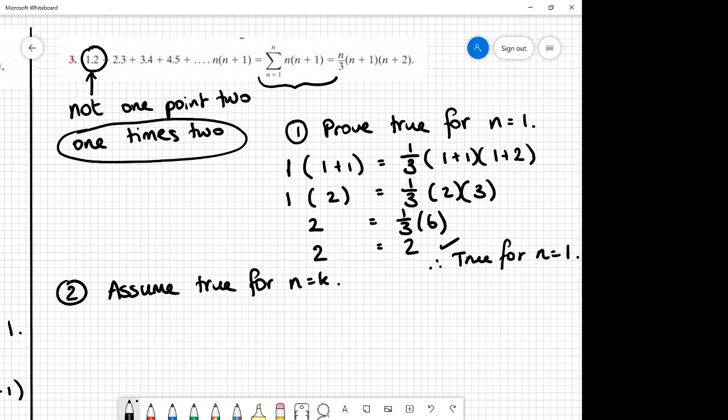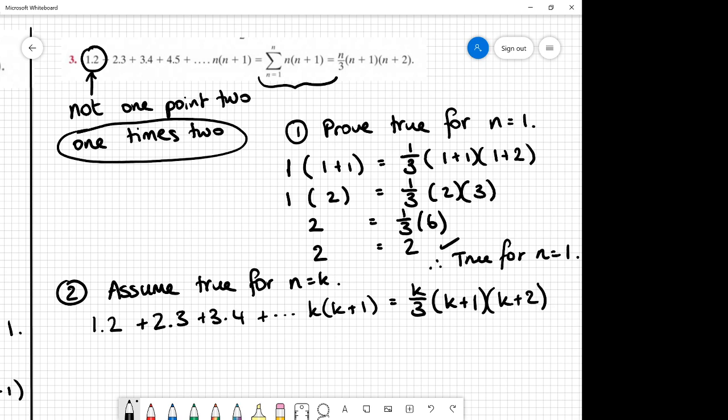Step 2 is to assume that it's true for n equals k. So that means that 1 times 2 plus 2 times 3 plus 3 times 4 up as far as k by k plus 1 is equal to k over 3 by k plus 1 by k plus 2.